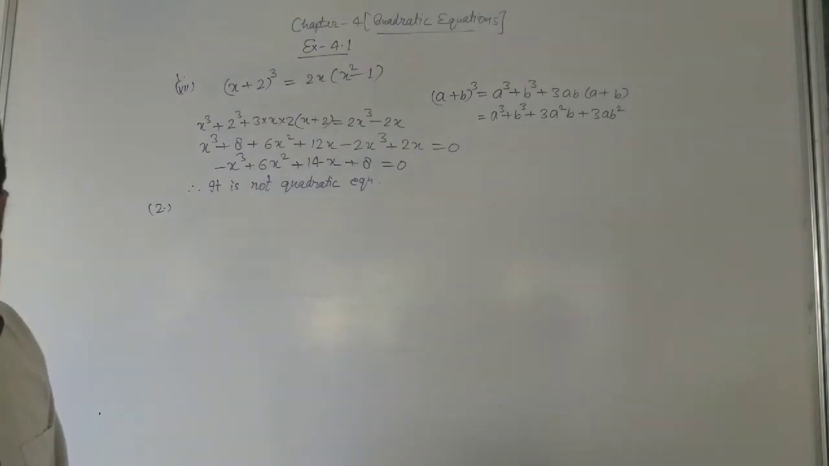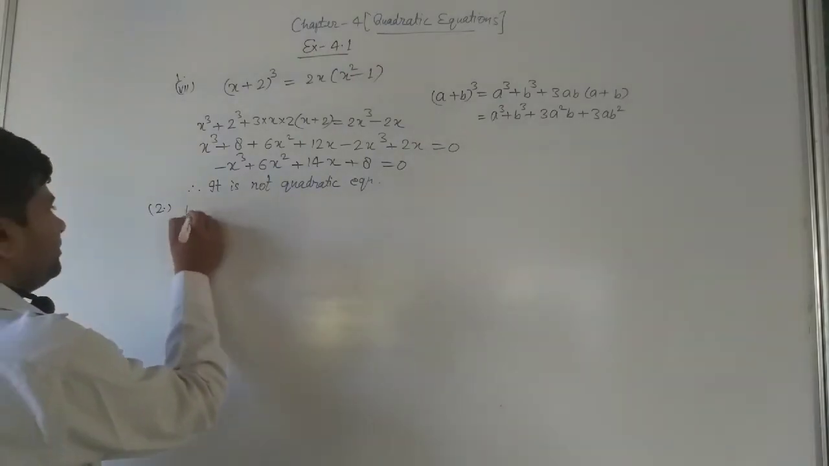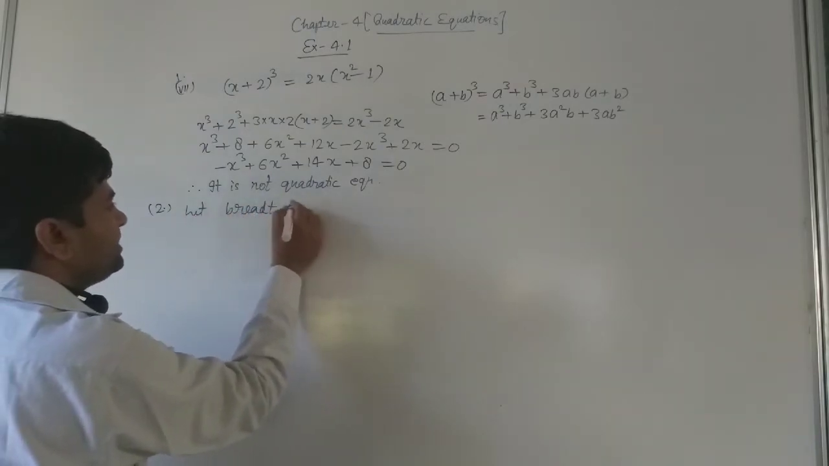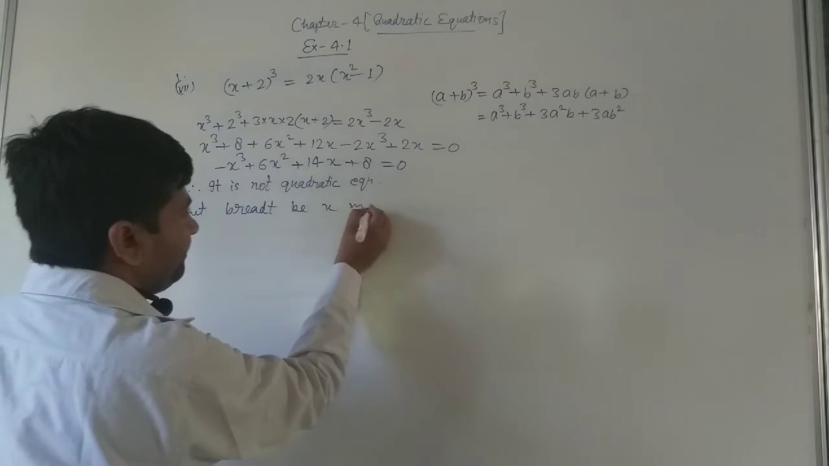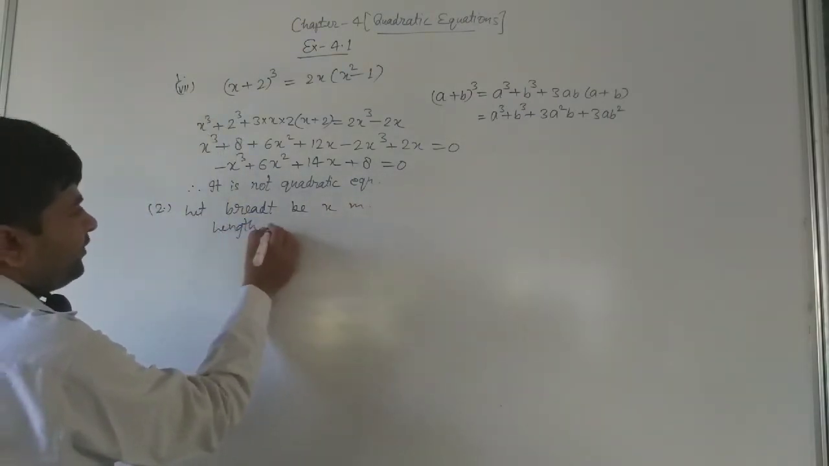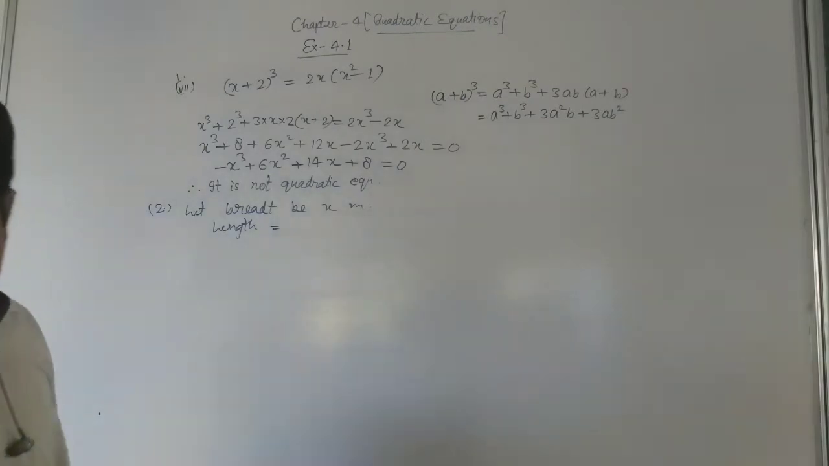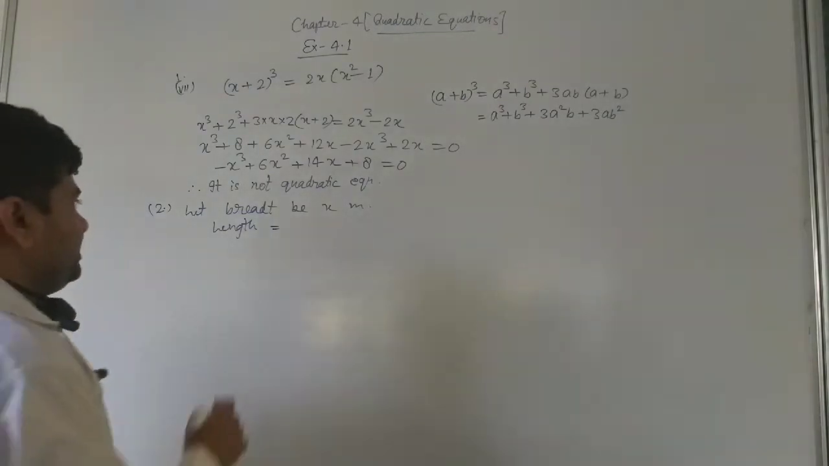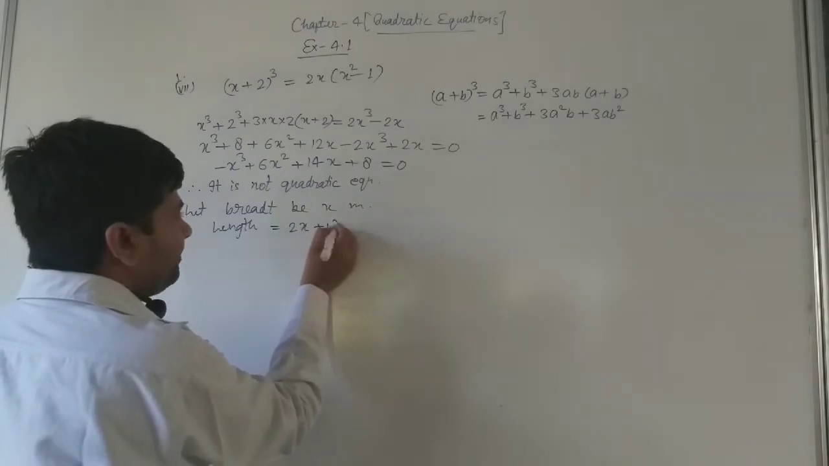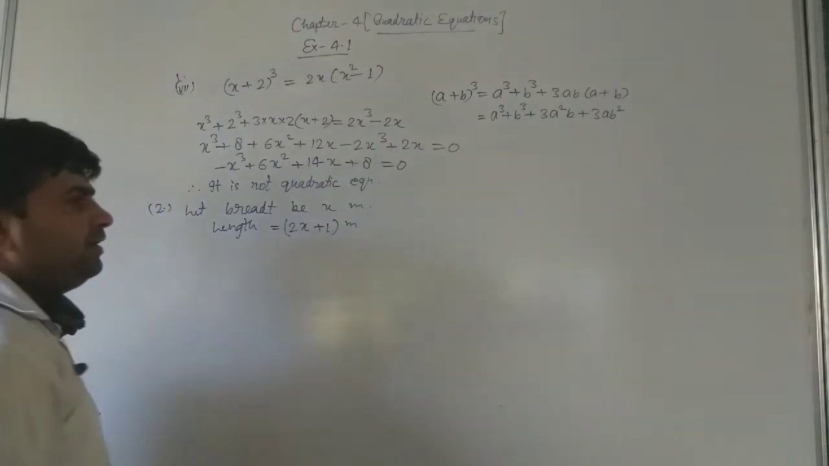So the first part is: the area of a rectangular plot is 528 meters square. The length of the plot in meters is 1 more than twice its breadth. Now we assume that the breadth is x meters. Now the length will be, what is given? Length is 1 more than twice. So twice of that plus 1, that is 2x plus 1. 2x plus 1 meters is the length.